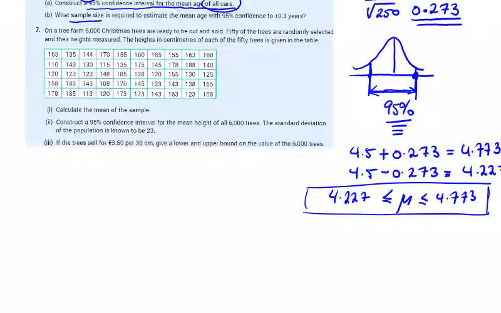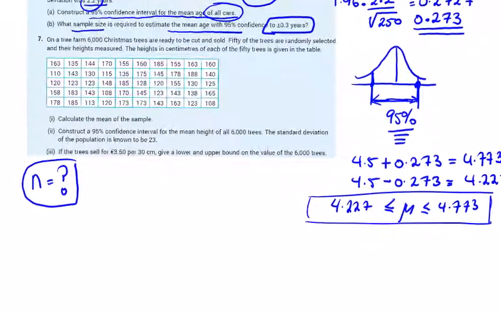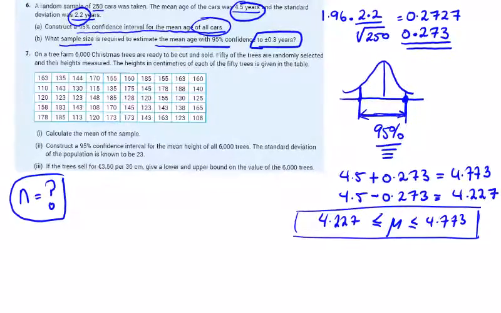And in part 2, I think n is the unknown. What's the sample size? So we're looking for n. We need a formula with n in it as the only unknown, to estimate the mean age with 95% confidence to plus or minus 0.3. Okay, let's look at our values here, plus or minus 0.3. So what would have to give us 0.3?